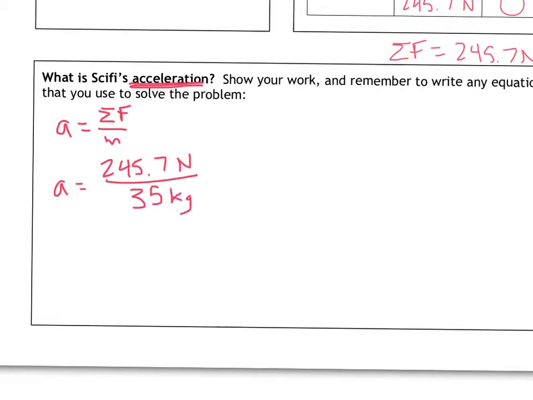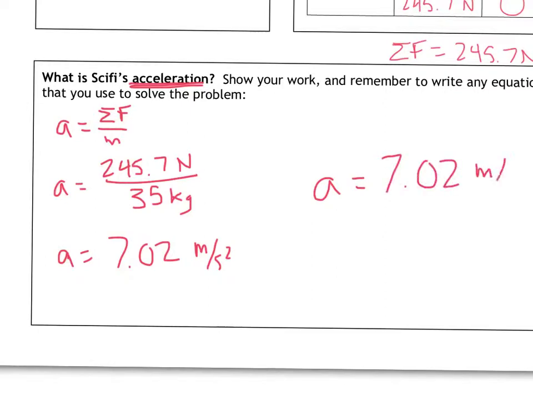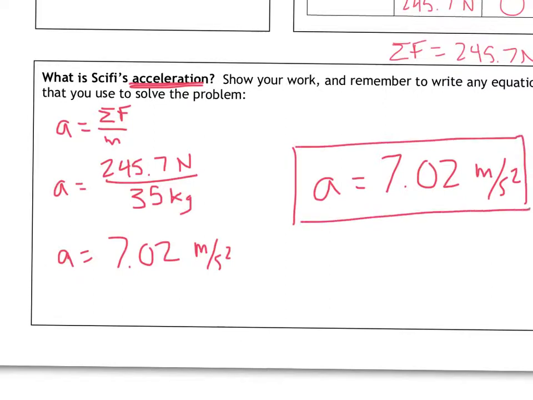So 245.7 divided by 35 gives us an acceleration of 7.02 meters per second squared. So we found that our acceleration is 7.02 meters per second squared using Newton's second law and finding the forces as we did earlier in Unit 4 and in Unit 5.